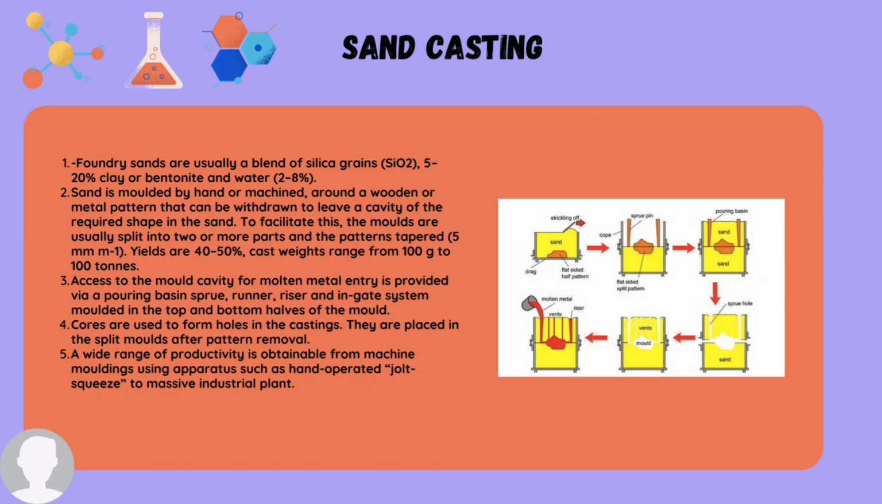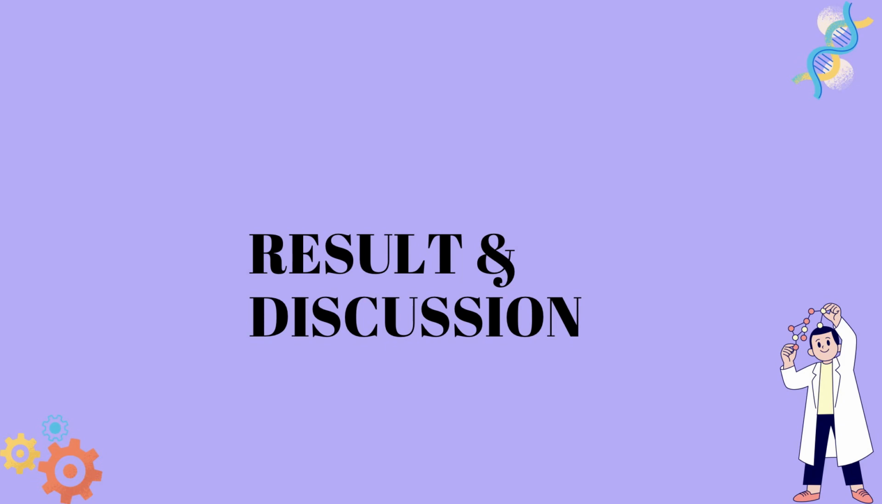Cores are used to form holes in castings. They are placed in the split mold after pattern removal. A wide range of productivity is obtainable from machine molding using apparatus such as hand-operated jaw squeezes to a massive industrial plant.